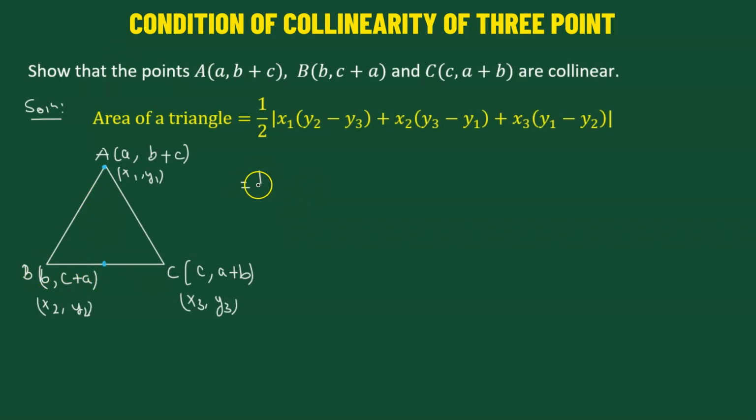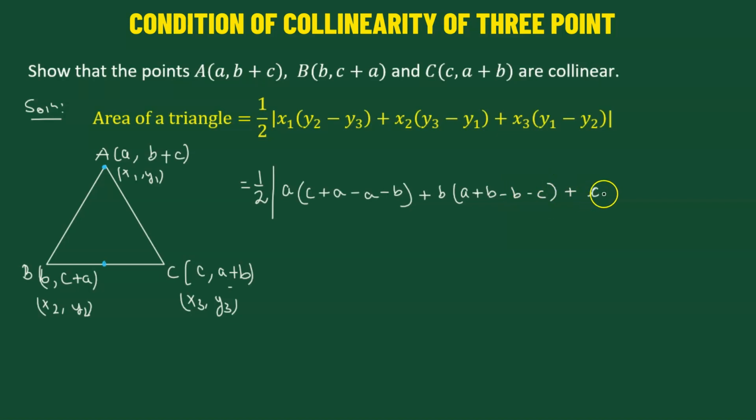So here we have half multiplied to the absolute value of x1. What is x1? That's simply a. So this will be multiplied to y2 minus y3. y2 is c plus a, minus y3. y3 is a plus b. So we have minus a minus b, plus x2. What's x2? x2 corresponds to b. We have y3 minus y1. y3 minus y1 means a plus b minus b plus c. So we have a plus b minus c.